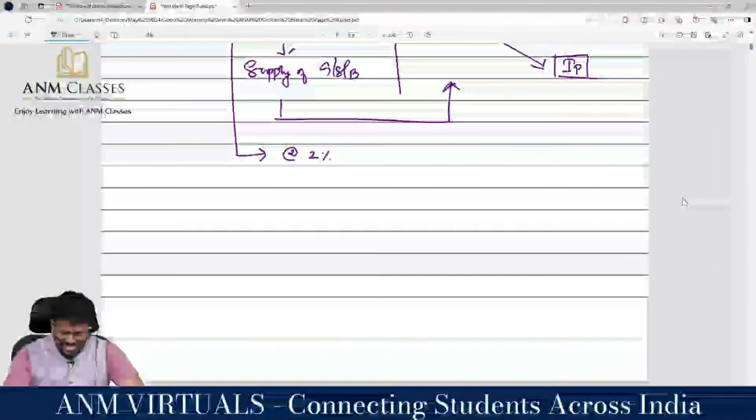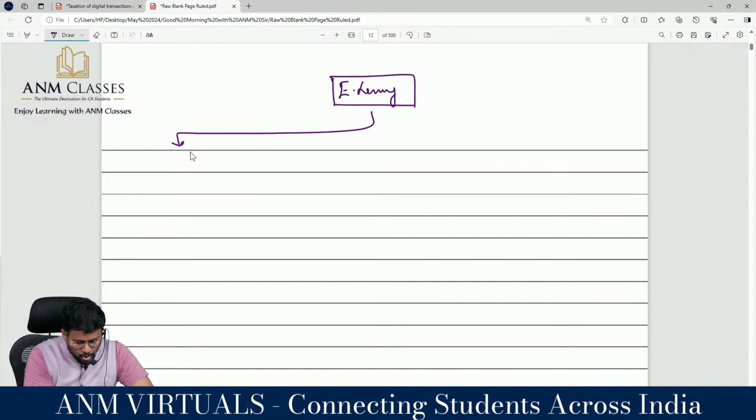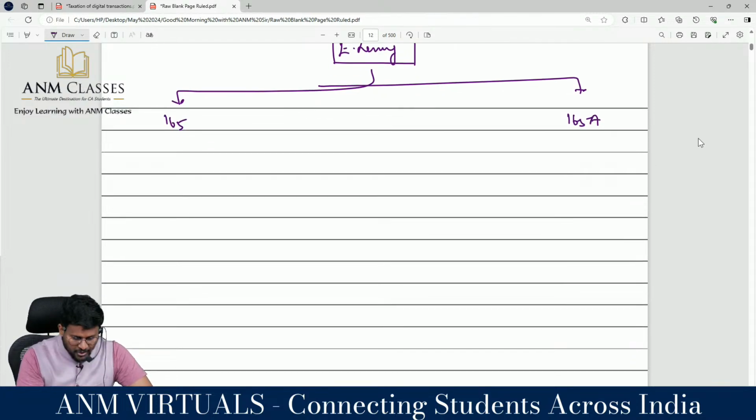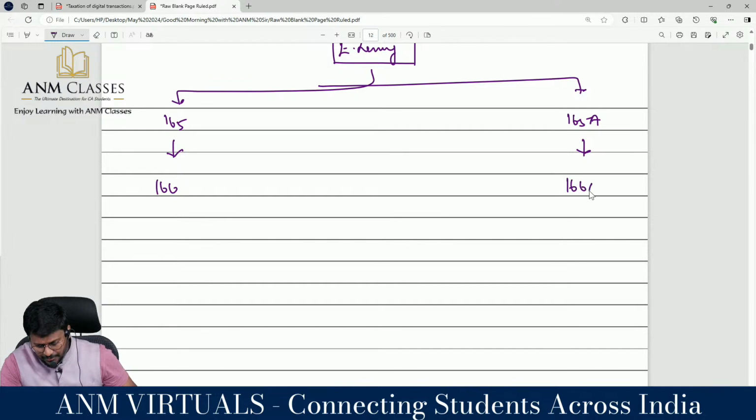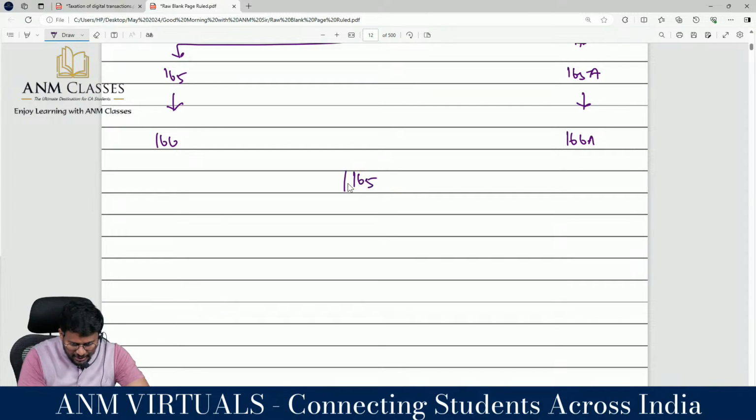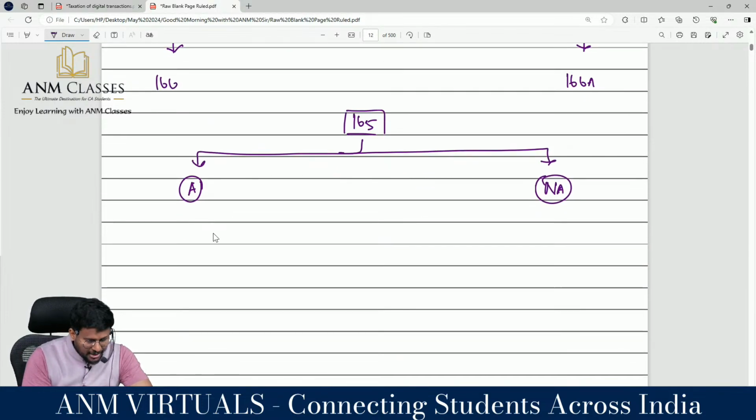Now section-wise, how can we summarize the equalization levy? Equalization levy is classified into how many categories? 2 categories. Section 165, section 165A. 165 has collection and recovery, section 166. 165A has 166A. The 165 is classified into 2 categories, correct? Which are applicability and non-applicability. Applicability has 5 conditions. Condition number 1.